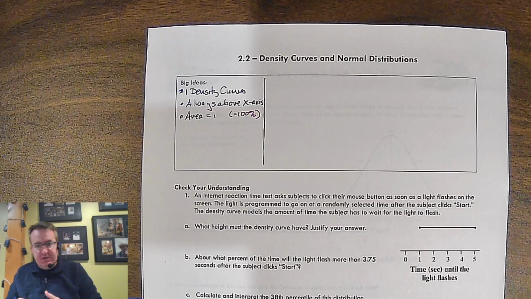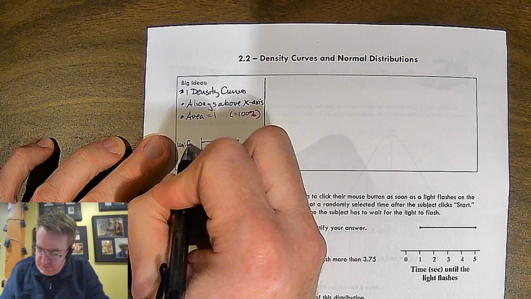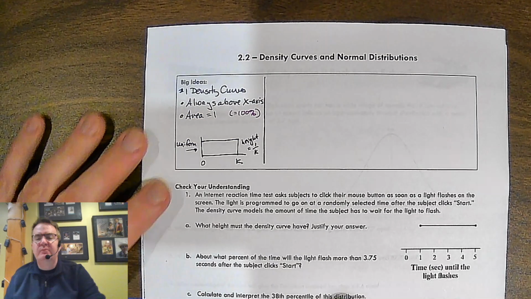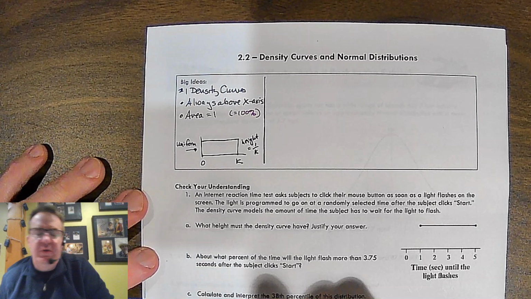So for example, you could have a uniform density curve like this. Okay, so this is uniform. Why is it uniform? Because it's the same. And then it could start at 0, could go all the way through k. So if that's the case, what do I multiply k by to get it equal to 1? Okay, so your height then is going to equal 1 over k. Okay? I think you can see that.